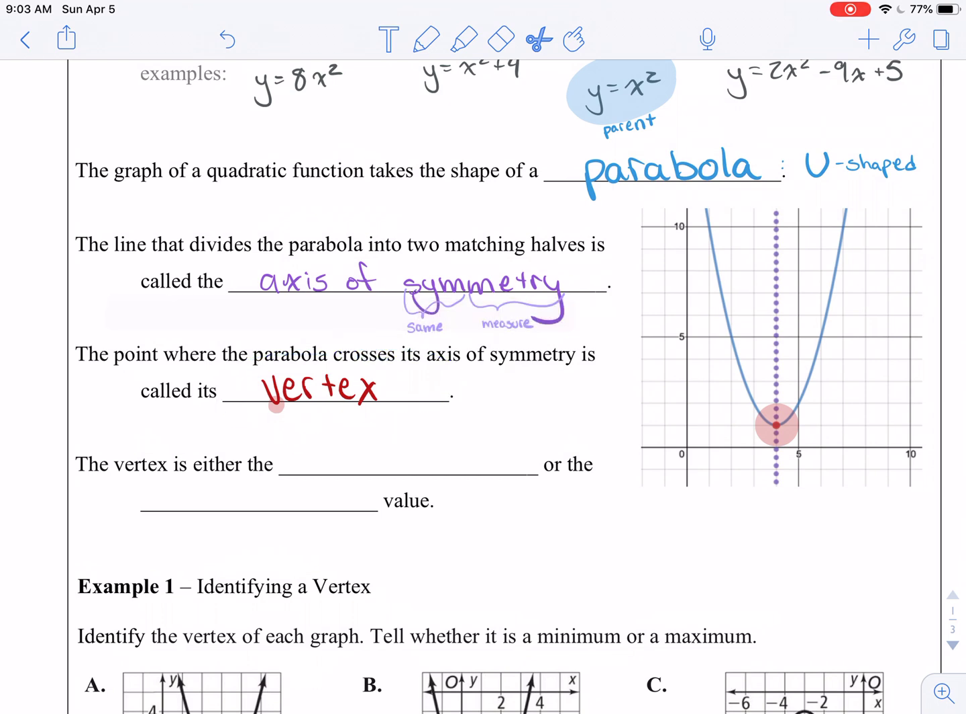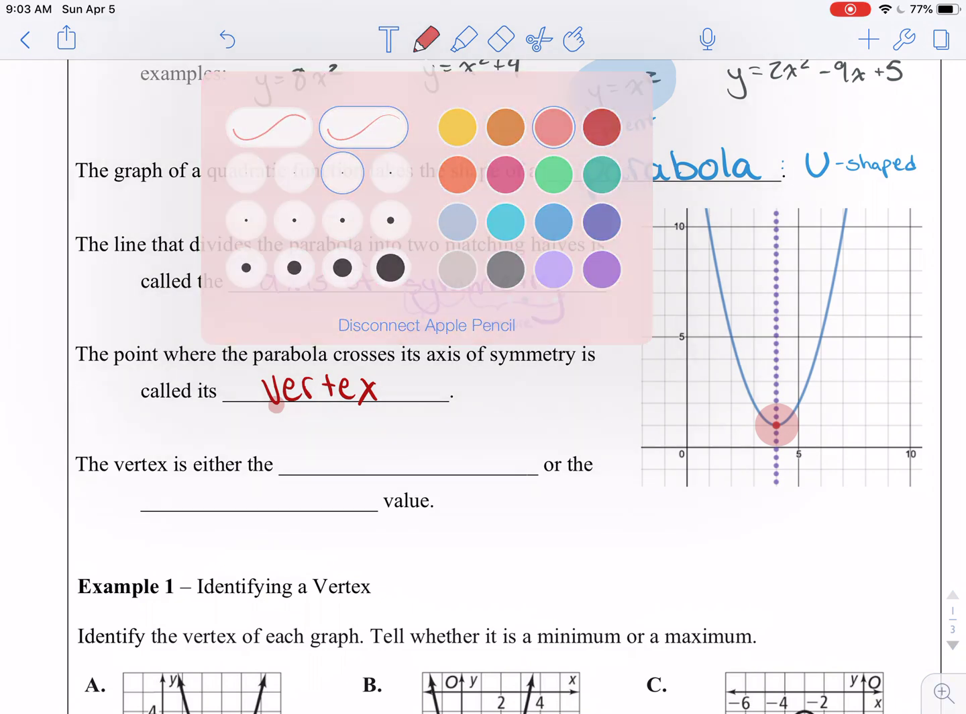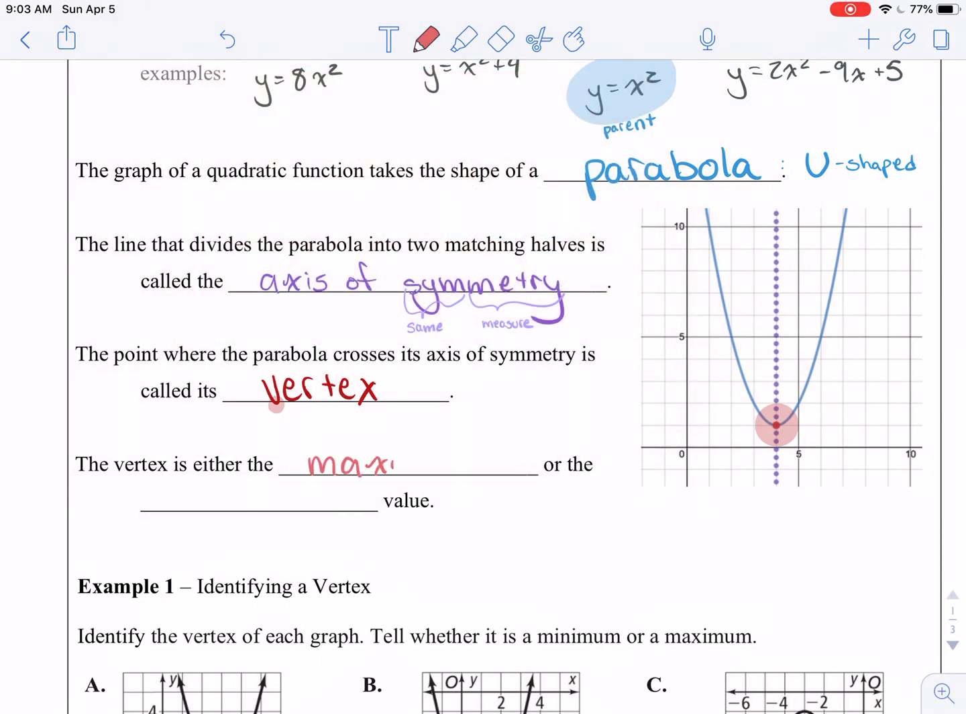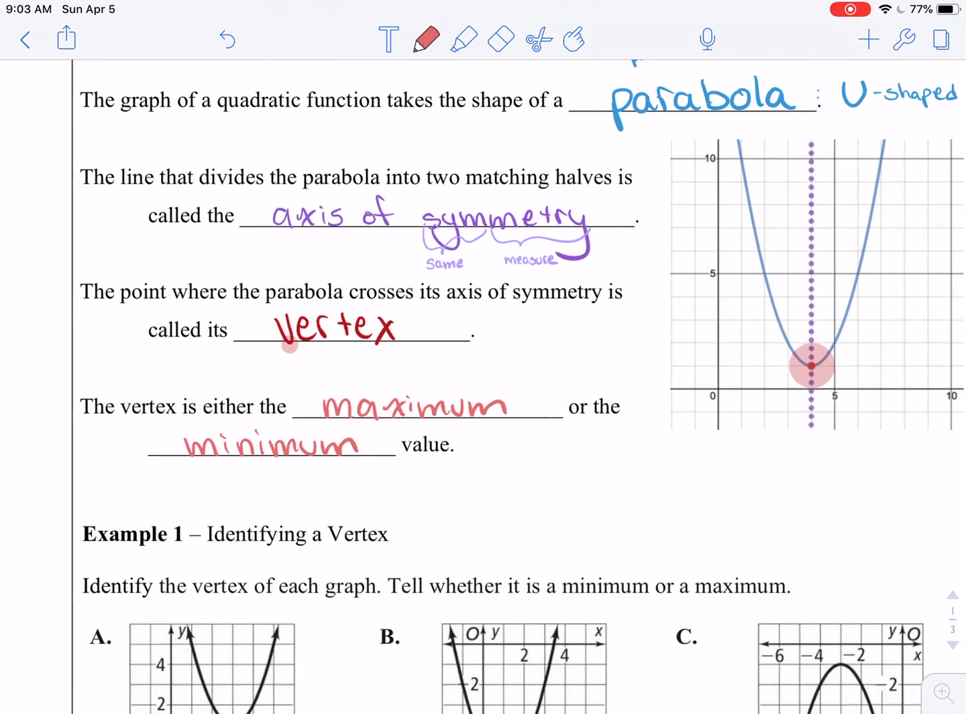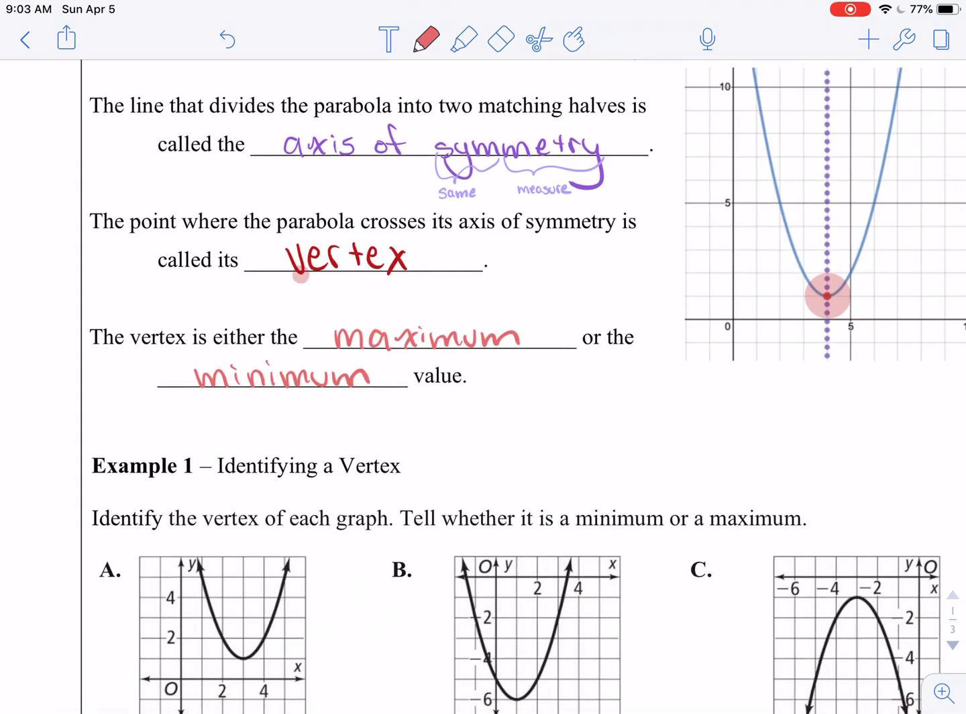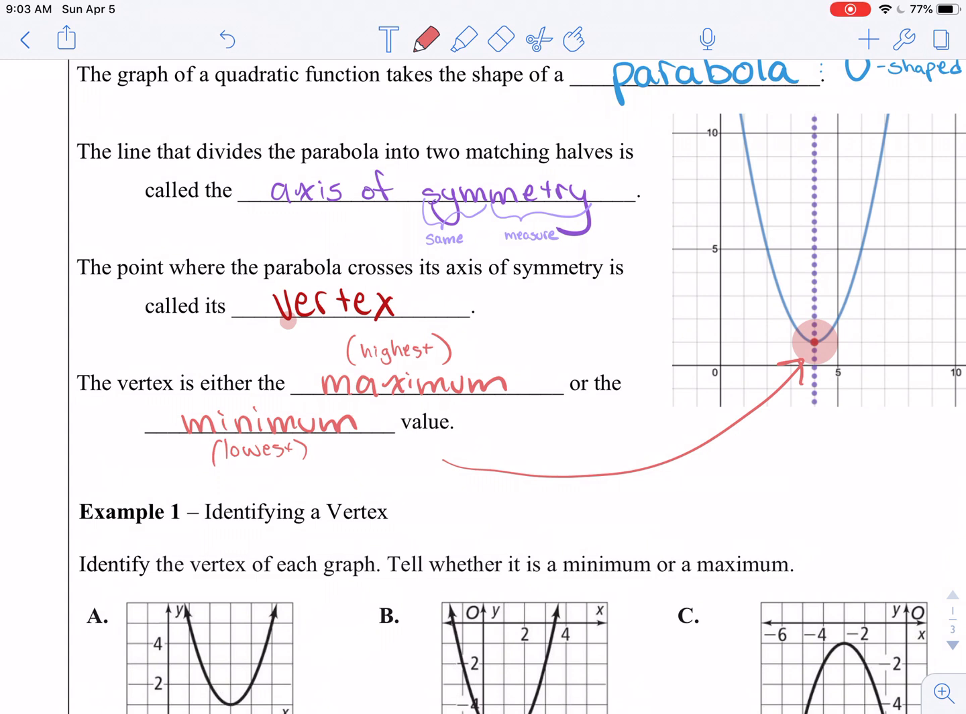Now, a little point to remember about your vertex is that the vertex will either be the maximum value or it will be the minimum value. What I mean by that is the vertex is either the highest point in your parabola or it is the lowest point in your parabola. In my example right here, this point is the minimum because it is the lowest the parabola will ever go.